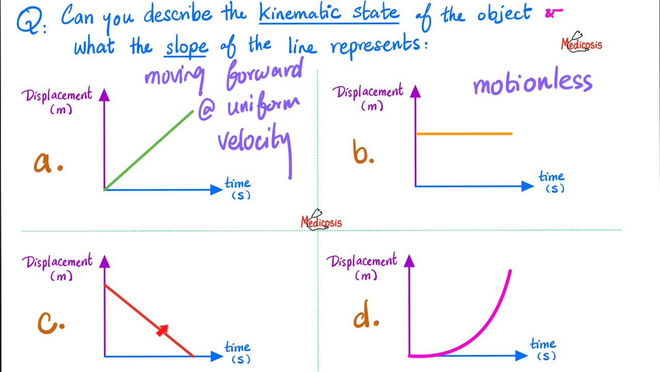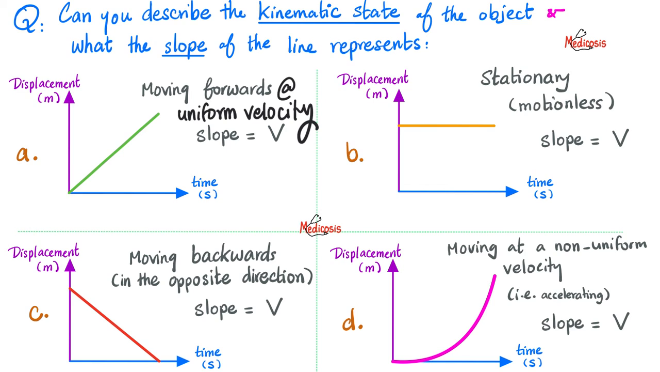Remember that velocity is a vector. It could have a positive sign or a negative sign. And last, how about this? Displacement over time, so the slope represents velocity. This velocity is increasing. It is non-uniform velocity. It is an accelerating velocity. Now pause and review. Here's the answer for A, the answer for B, for C, and for D.